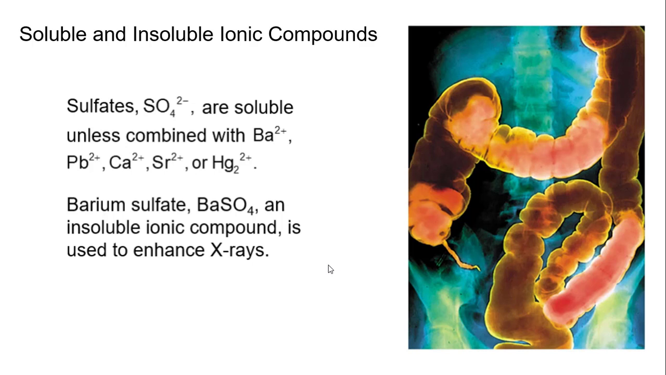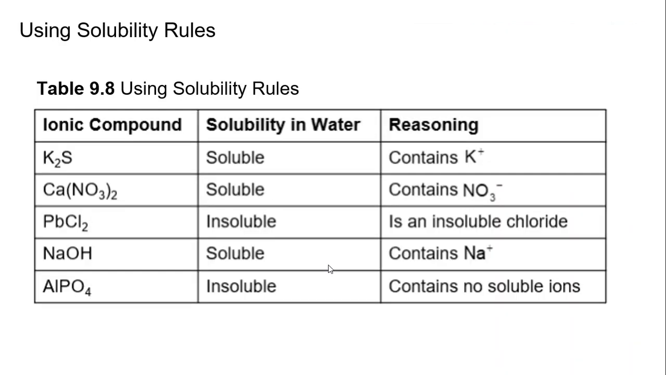Okay, so here, sulfates are soluble, which we already covered, unless it's with one of these 5. Barium sulfate is an insoluble ionic compound used to enhance X-rays, and we definitely want this to stay insoluble because barium is extremely toxic. It would kill the patient if they took this and it was soluble. So this is on purpose. They're using an insoluble ionic compound, and it's meant to stay insoluble the whole time it's in the person's system. But as a solid, it's serving a purpose to help look at this person's health.